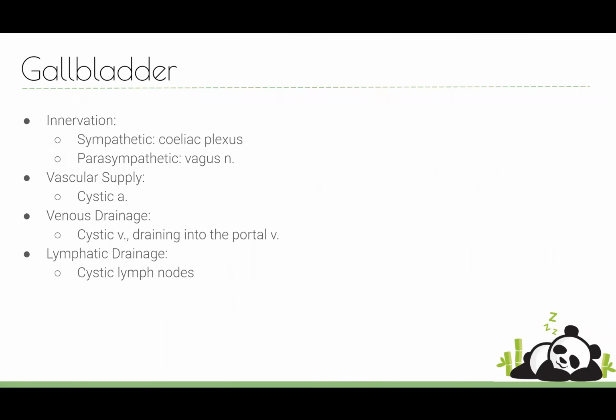The innervation is what it is. The vascular supply is the cystic artery. The venous drainage is the cystic vein. And it's kind of what it is there.